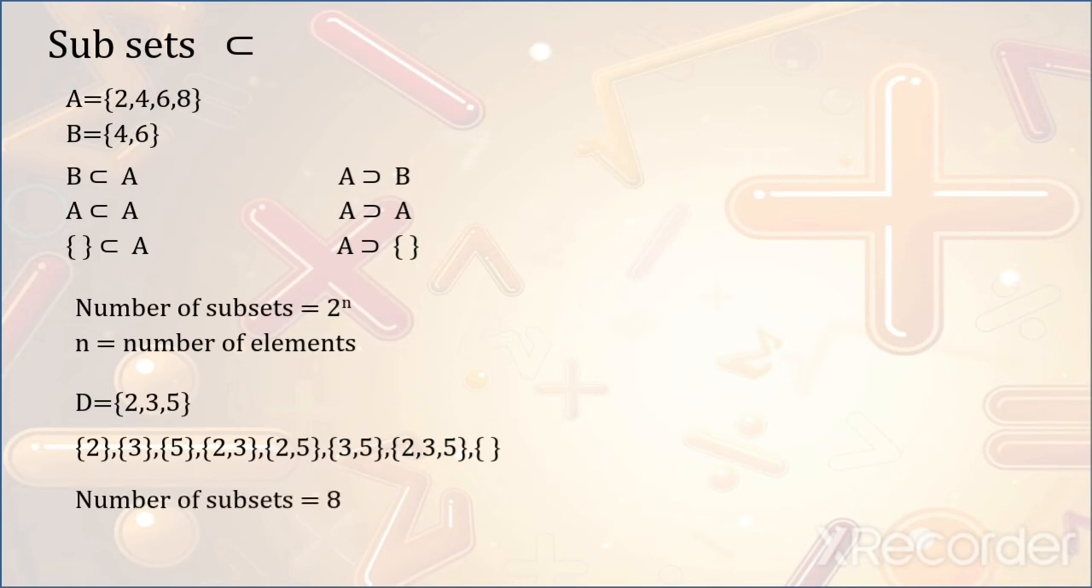But this is a very small example. If the elements are greater than 3, then it will be difficult to write all the subsets. Therefore we can use the equation 2 to the power n, where n means the number of elements. Here we can write it as 2 to the power 3 according to this example. So it will be 8. So we can easily get the answer without writing all the subsets.